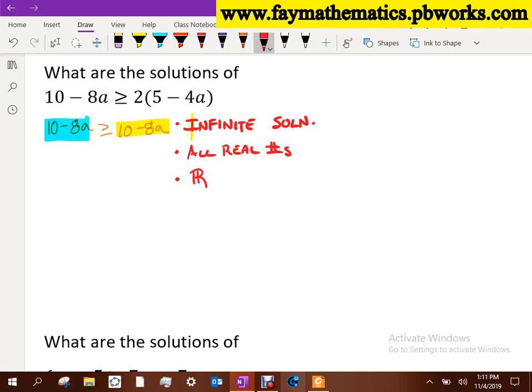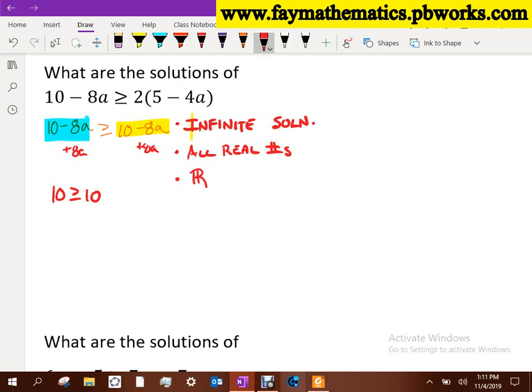Now that's fine that we made that there, but did anybody go further and say, well, I'm going to add 8A to both sides? You can do that. And there you get 10 is greater than or equal to 10, right? And at that stage, you might say, okay, well, no variables, nothing to put in. So then you ask yourself, is that a true statement? And if you say yes, it is, then that tells you all real numbers are solutions. You get infinite solutions. If you get a false statement, then you say no solutions.